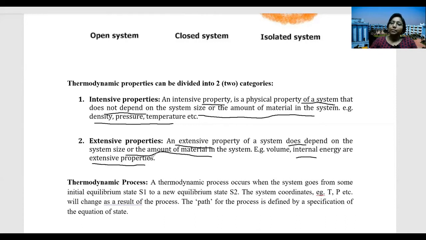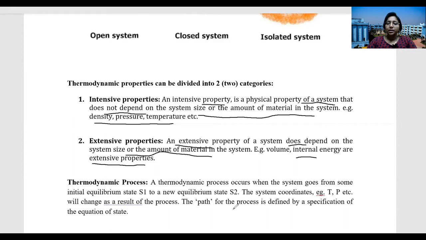So the question may come like, define intensive property and extensive property with example. And it may also come like, which of the following is an intensive property. So there will be given, say, temperature, volume, then internal energy. So your answer will be the temperature. Temperature is the intensive property which does not depend on the matter, mass.